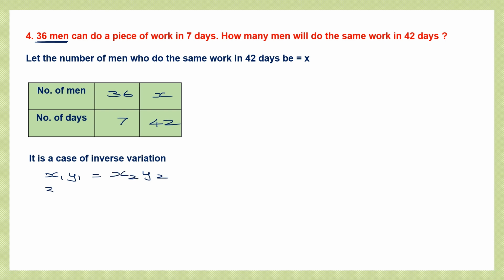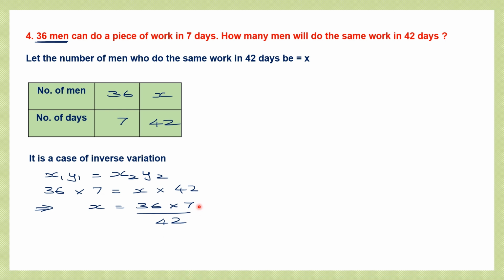So X1 is 36, Y1 is 7, X2 is X, and Y2 is 42. So from this we can find the value of X. X will be equal to 36 into 7 divided by 42. We have transposed this 42 away from X because it's multiplication. When it goes to the other side, it becomes division.